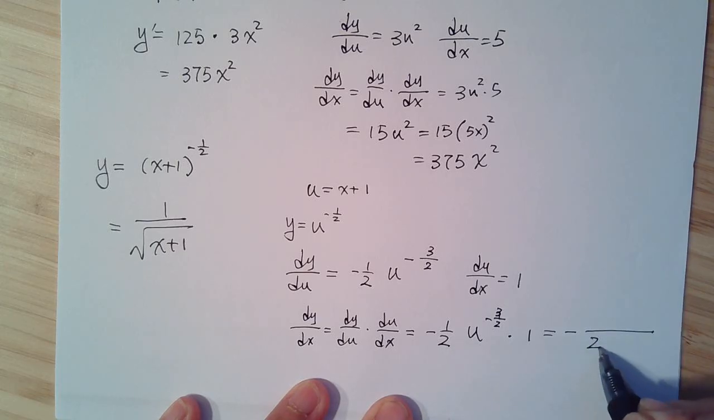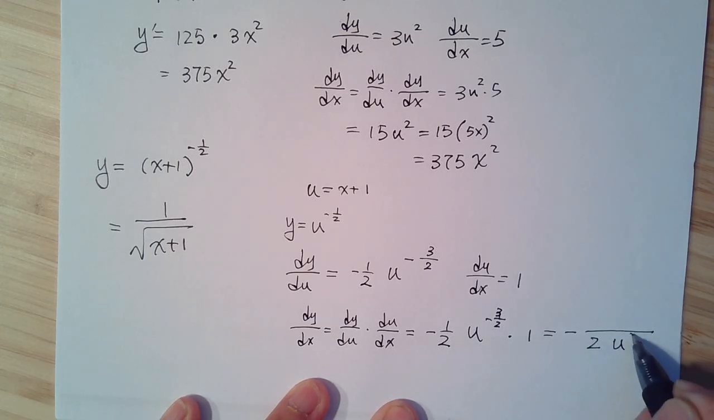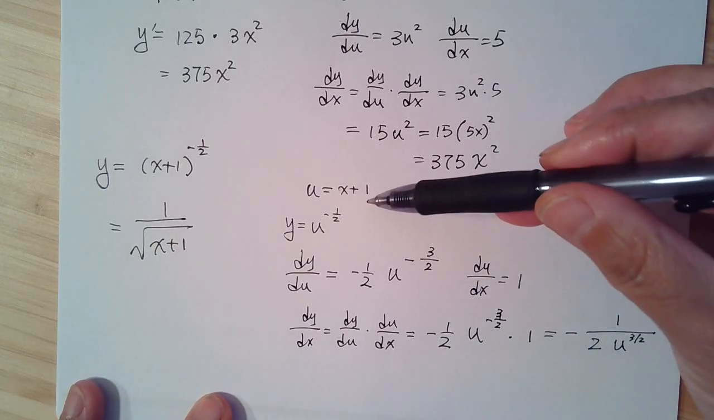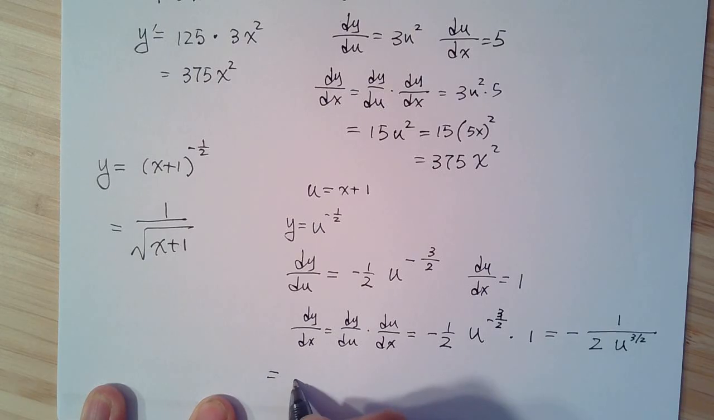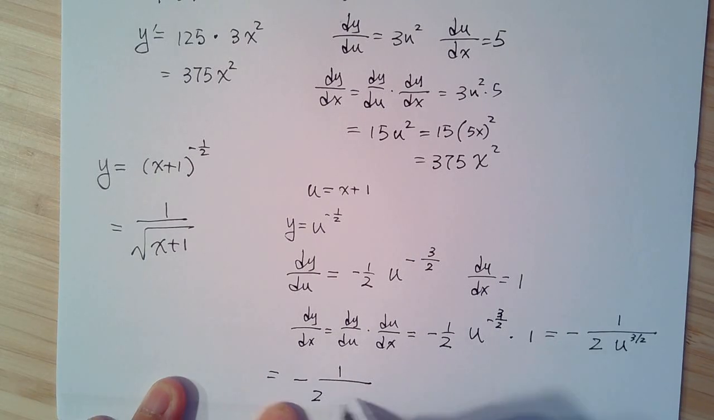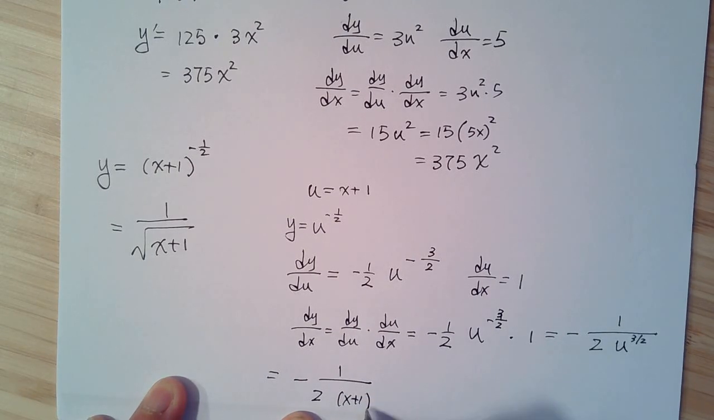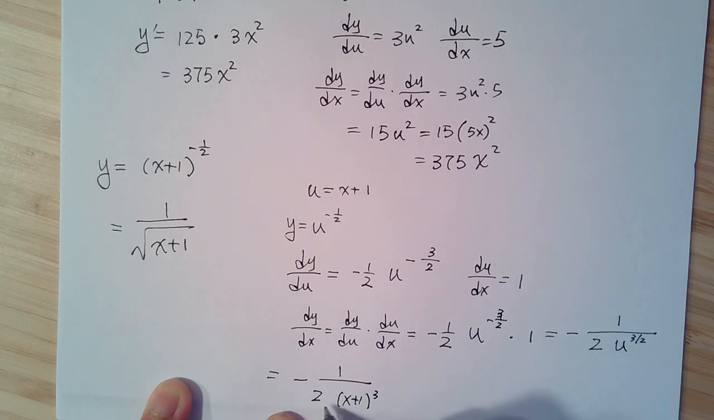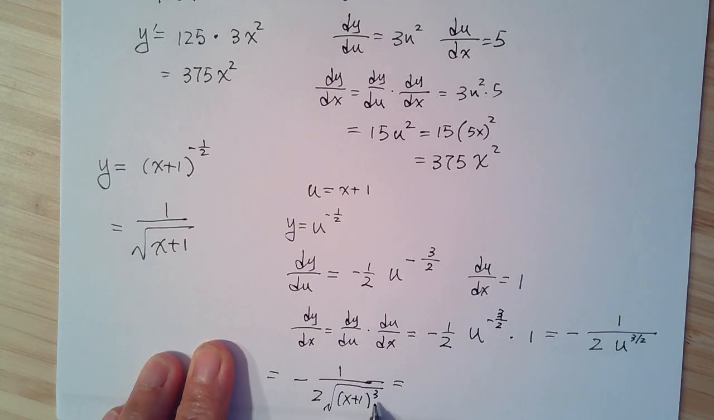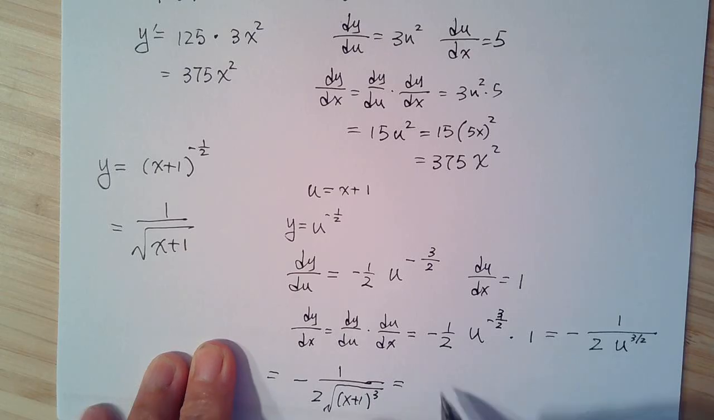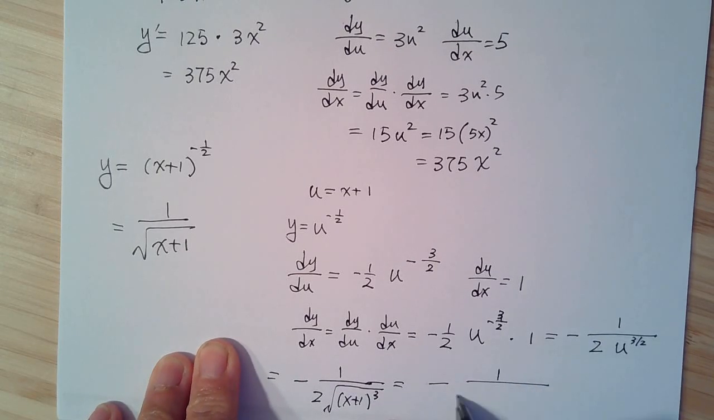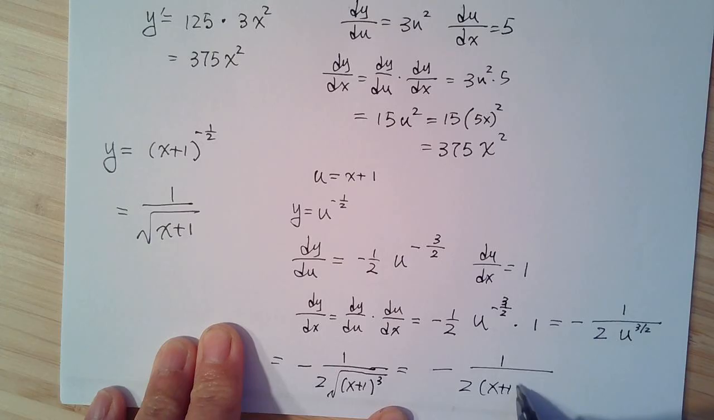That's 2 in the denominator, and then the u here is to the 3/2. But I have to change u back to x plus 1. So I get a negative 1 over 2 times x plus 1 to the third, and then take the square root. Once the power is more than 2, I can bring that into 2 and 1: I leave 1 inside, the 2 goes out. So I get a negative 1 over 2 times x plus 1, and then the square root of x plus 1.